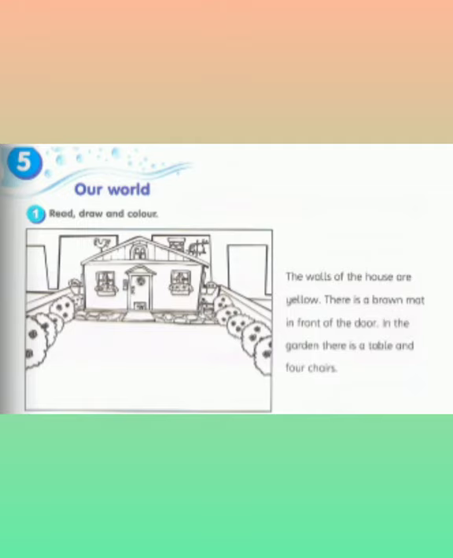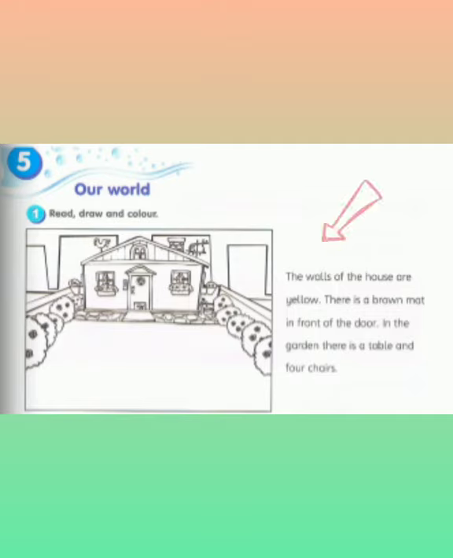Now, let's look at question 1. Mari kita lihat pada soalan 1. Read, draw and colour. Baca, lukis dan warnakan. So, there's a picture there which is the picture of a house. Di situ ada gambar iaitu gambar sebuah rumah. And now, let's read together. The walls of the house are yellow. Dinding rumah itu berwarna kuning.